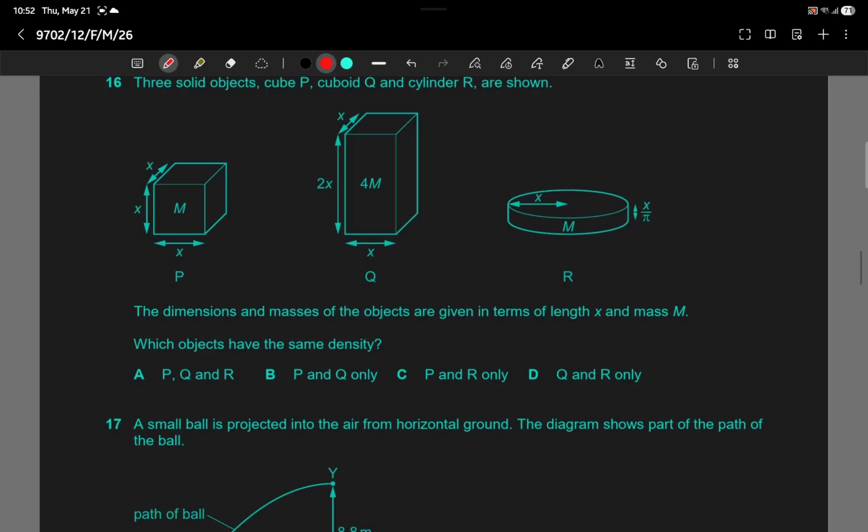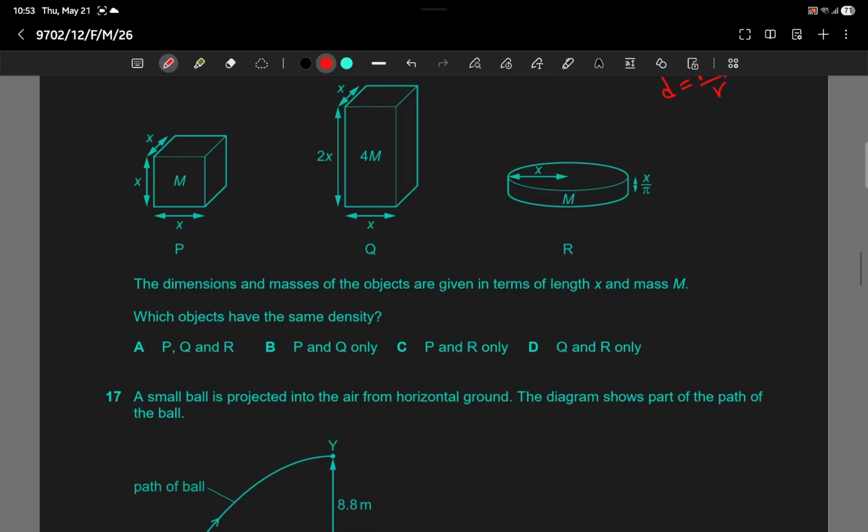Now, question number 16. Three solid objects, cube P, cuboid Q, and cylinder R are shown. The dimensions and masses of the objects are given in terms of x, pi, and m. Which objects have the same density? So the formula for density is mass over volume.